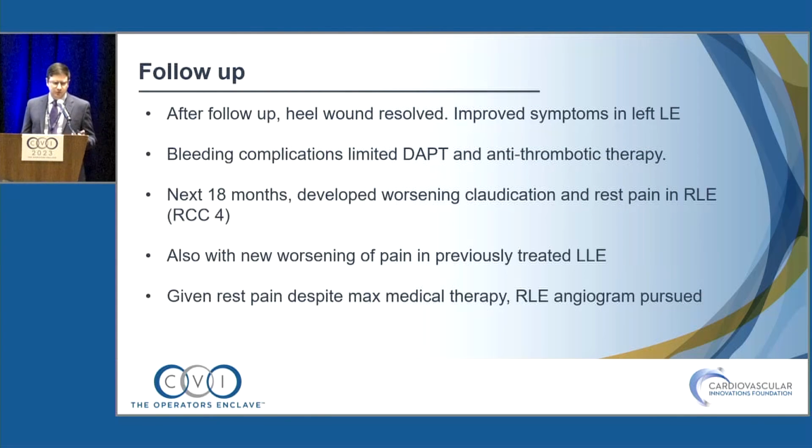After she followed up from that initial intervention, her heel wound resolved and her pain was significantly improved. Unfortunately, she did have a bleeding diathesis, and so her antithrombotic and DAPT was complicated to the point where she actually required hysterectomy for symptomatic fibroid-related bleeding. But overall, she did do well. And so now she comes back, she's got this worsening pain on the left side, and she's also got lifestyle-limiting Rutherford class 4 claudication on the right.